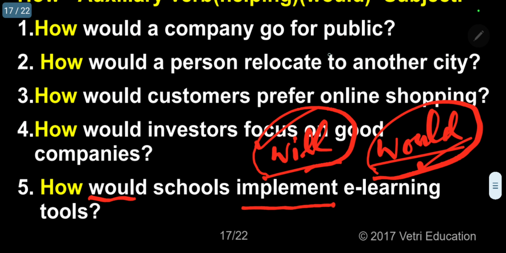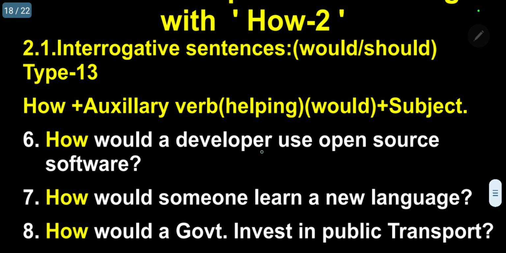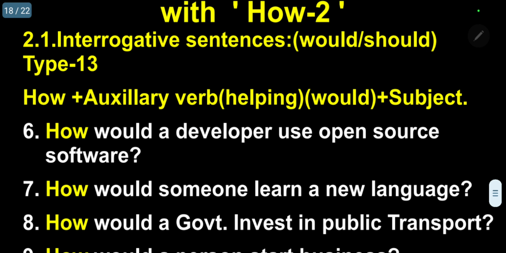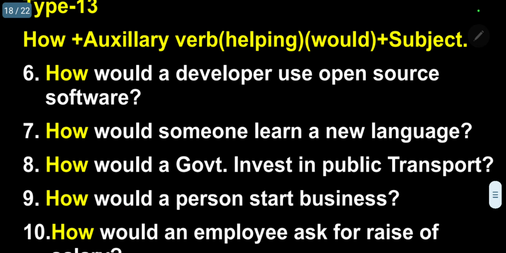Please follow. Okay, next I will go for again would. How would a developer use open source software? Use, main verb; would, auxiliary. How would someone learn a new language? Learn, main verb; would, auxiliary.